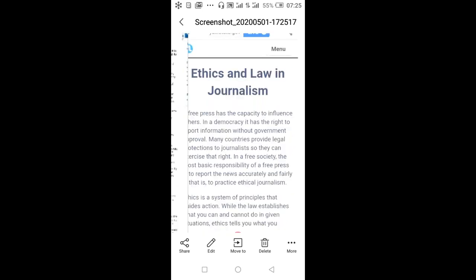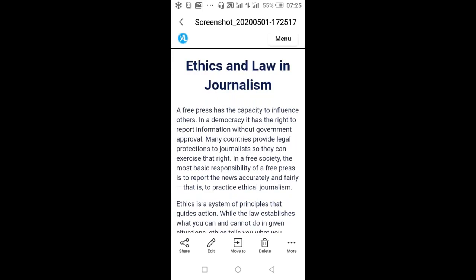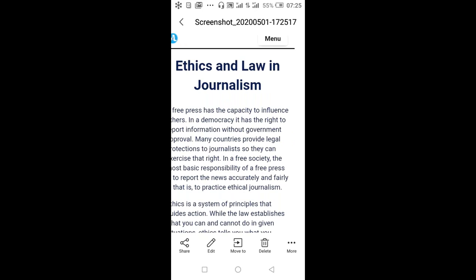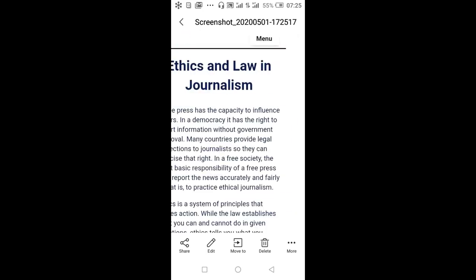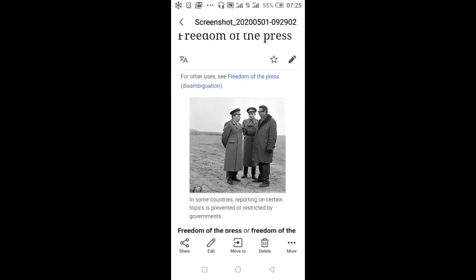So I don't know whether you get the difference. The law has legal backing, but ethics does not have legal backing. However, we can see an element of ethics in our Nigerian law, so there's a fusion of ethics in our law. I don't know if you get the picture now. Okay, let's move forward. Ethics in journalism.